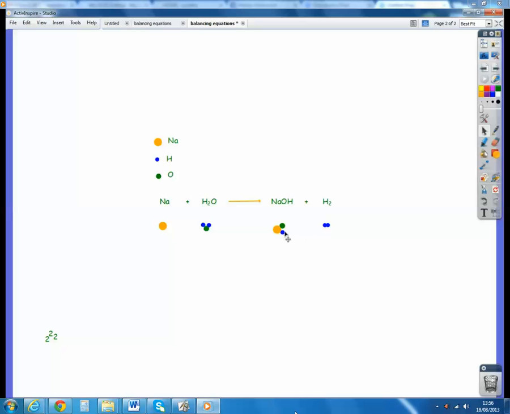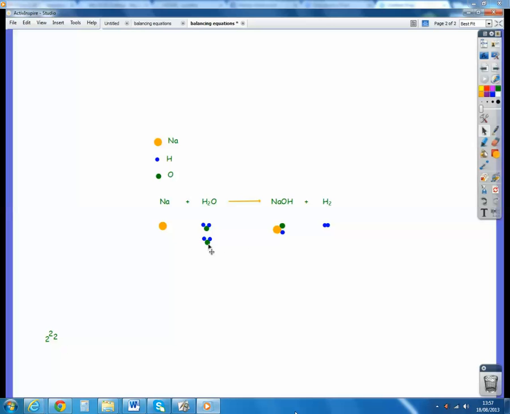Now, if I've got 3 hydrogens on this side, I'm going to have to bring in more hydrogen on the reactant side, and the only way of doing that is by having more water. And the only way I can do that is by doubling this whole molecule. So I've now got 2 lots of water. I've brought in some extra hydrogen, which is what I needed, but I've now created a problem for myself because I've now got 2 oxygens on this side and only 1 on this side.